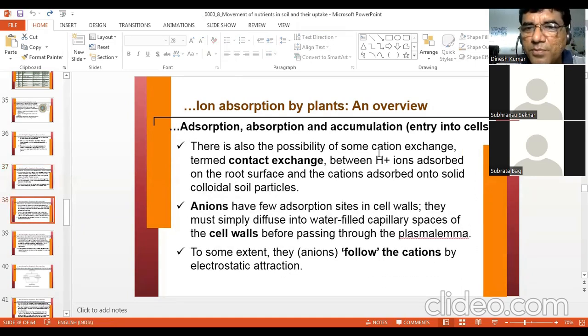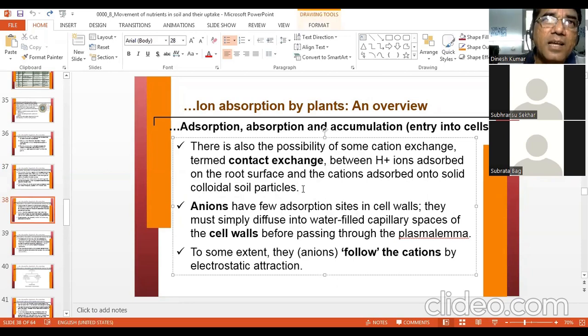There is also the possibility of some cation exchange, termed contact exchange, between hydrogen ions adsorbed on the root surface and the cations adsorbed onto the colloidal soil particles. Means these cations can also enter with the direct exchange. You have seen already contact exchange or root exchange. So these cations can exchange through the contact also, but the other mechanism is by exchange from the soil solution. Soil solution, the nutrients are on the surface of the root, and then through exchange with hydrogen ions.